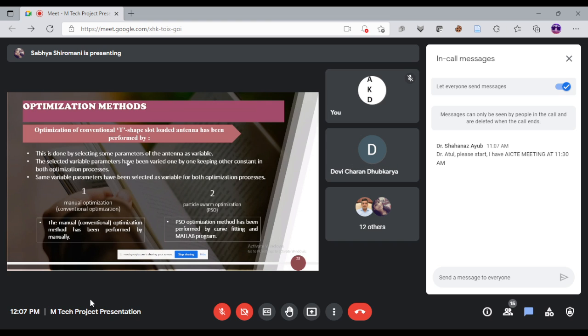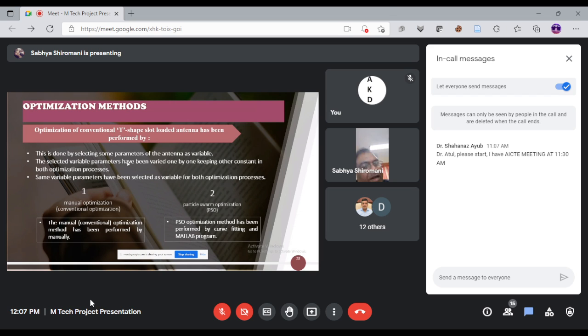So by slot loaded, what I mean is that first of all, we will be setting up the ground plane. After that, we will be making the microstrip patch, which will be rectangular in shape. In all antennas there is a ground plane, an upper plate, a radiation patch, but what is slot loaded? A slot antenna is a different type.